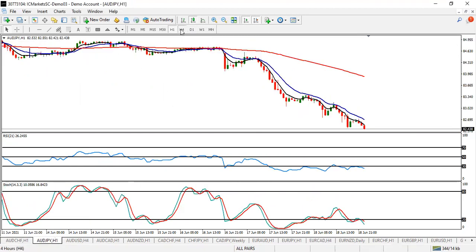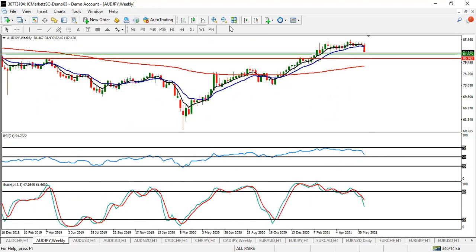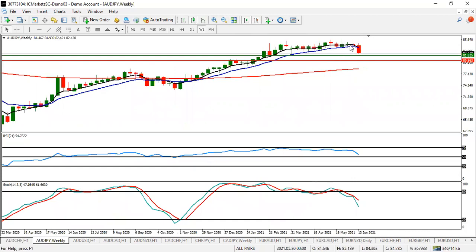AUD JPY is currently to the downside according to the strategy. Coming to the weekly, we have the weekly candle close with a strong bearish candlestick, which is a strong indication to us that there is huge momentum to the downside on AUD JPY. During this coming week, we expect AUD JPY to drop down to where we have the red support at 80.56.